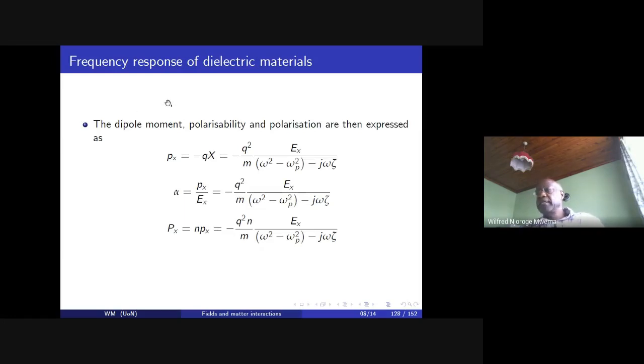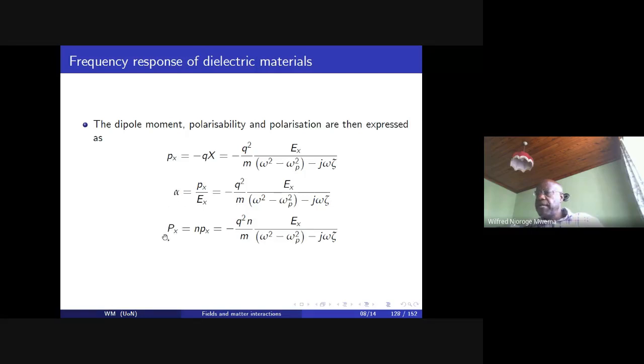So the dipole moment, polarizability and polarization are then going to be expressed as follows. The dipole moment in the x direction is just going to be given by the charge that we are dealing with, multiplied by the displacement, and you can see that that is going to be given by minus q of that squared over that. The polarizability is just the polarization divided by the per unit electric field intensity, and that gives us that equation there, where we are just dividing that by the value of ax.